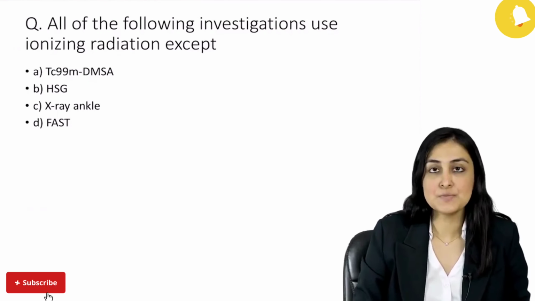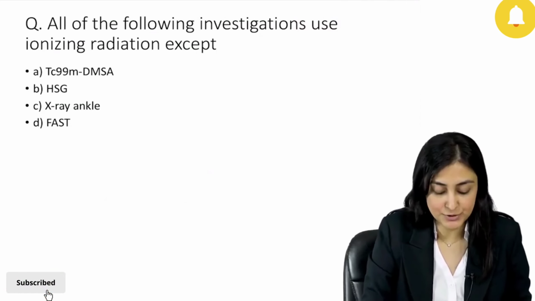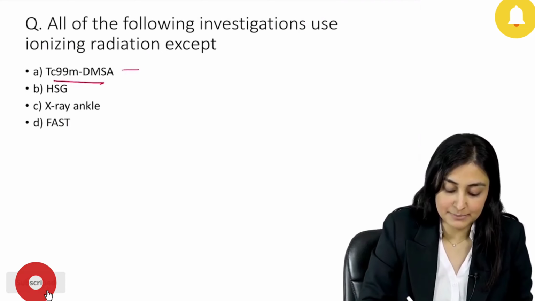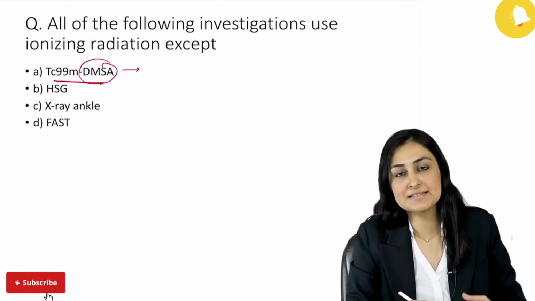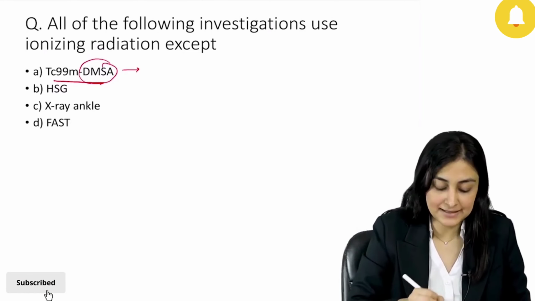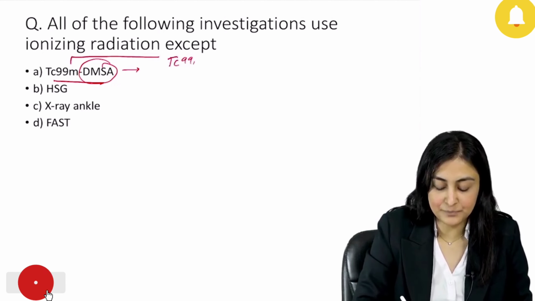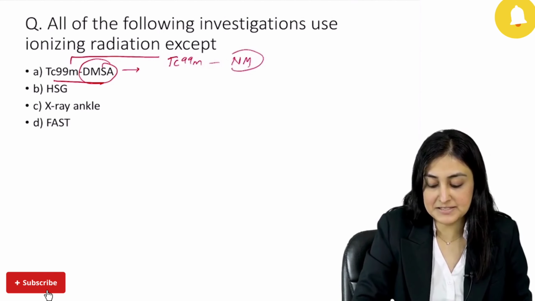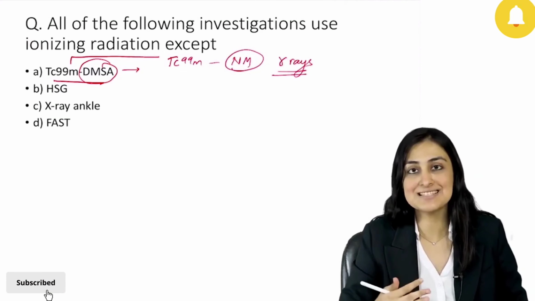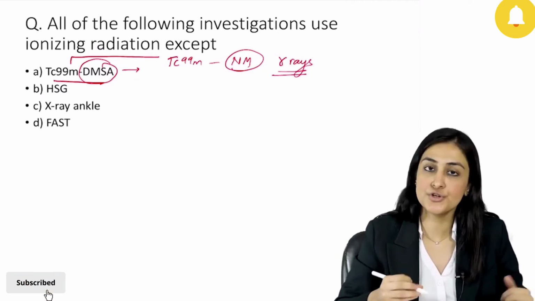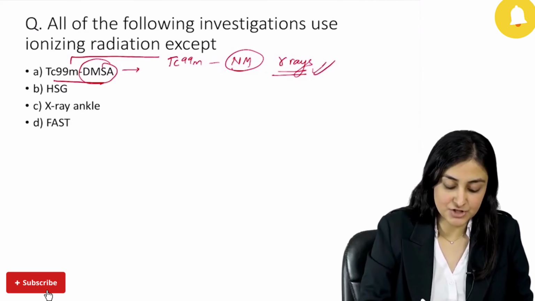Going ahead to the next basic concept: all of the following investigations use ionizing radiation except. So technetium-99 DMSA. Remember, this is a scan used for the kidney, a morphological static scan of the kidney. The fact I want you to remember: anytime we have technetium-99m, it suggests a nuclear medicine scan that uses gamma rays. Do gamma rays constitute ionizing radiation? Yes, most definitely. So this uses ionizing radiation.